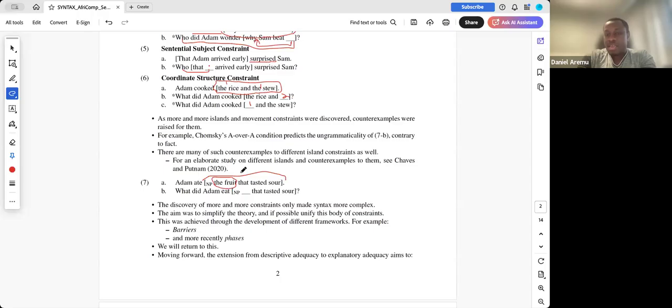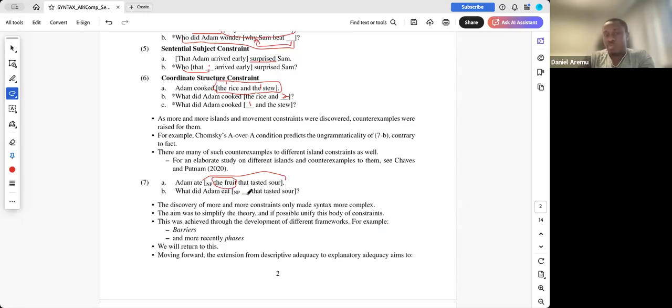Now, what the A-over-A condition says is that we should not be able to move this NP, the fruit, out of this bigger NP, because it's like you are moving an NP over another NP. The condition says we should not be able to do that. But then 7b actually says otherwise. In 7b, you can actually say, what did Adam eat that tasted sour?